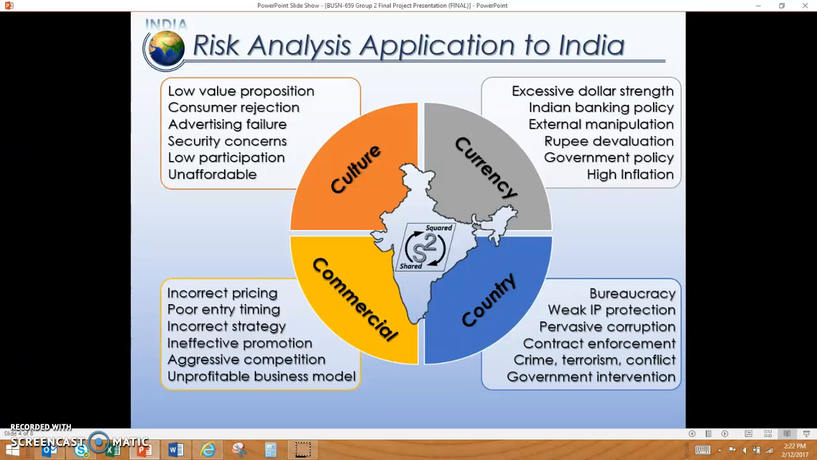Country risk. Finally, we have perhaps the greatest risk of all here in India's country risk. India's bureaucracy is infamous, as is weak respect for IP and rampant corruption levels. Government intervention in business has been a major barrier for previous MNEs in India.